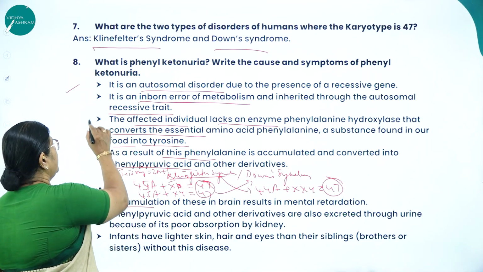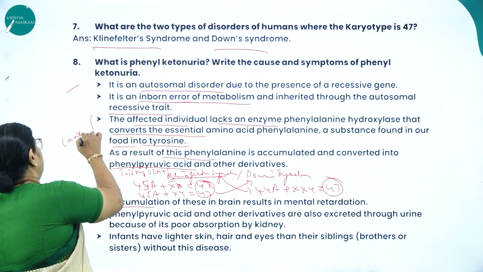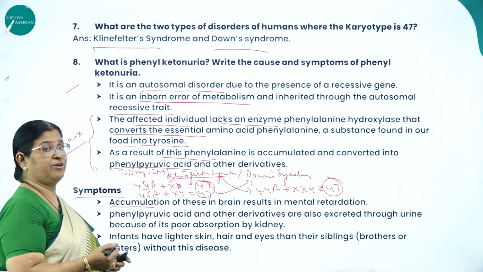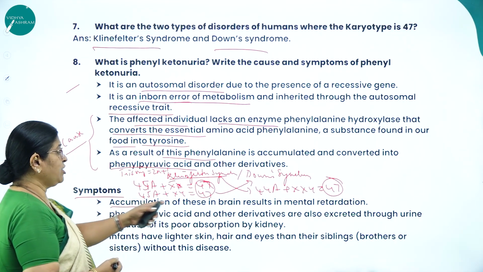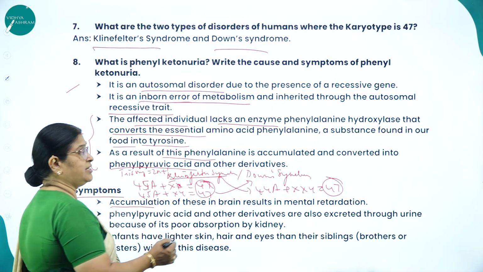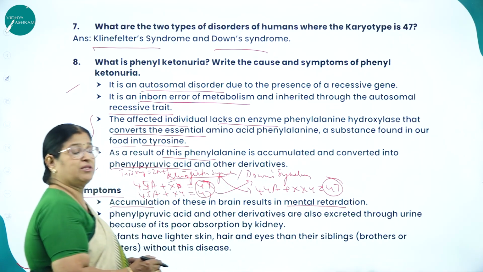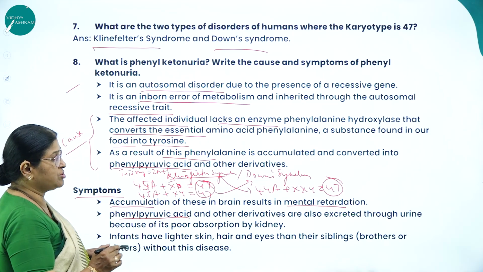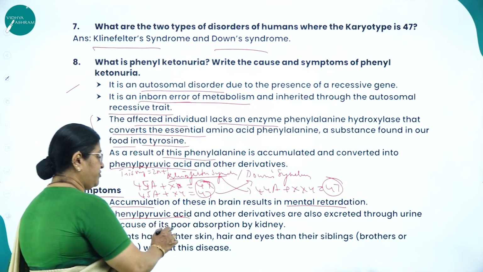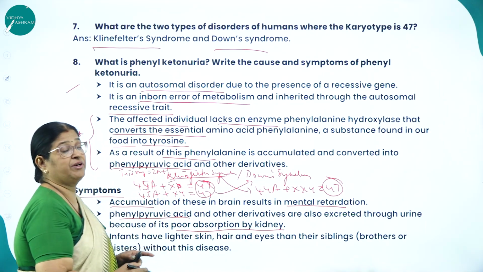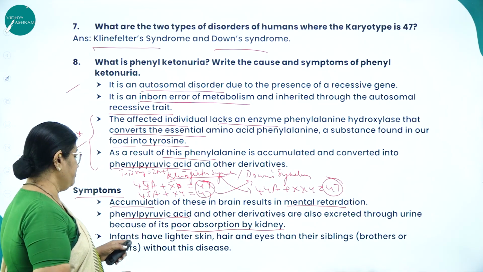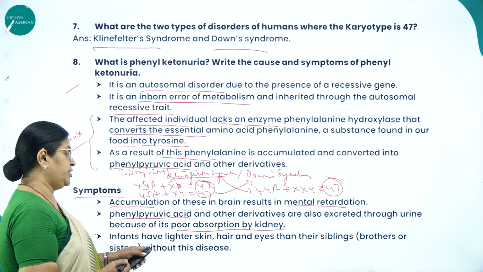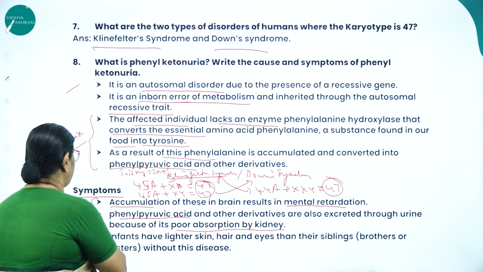Now what are the symptoms a phenylketonuria person exhibits? Accumulation of these in brain cells results in mental retardedness. Hence we call them PKU idiots. Phenylpyruvic acid and other derivatives are also excreted through urine because of poor absorption by the kidney, so it may affect the kidney also. Infants have lighter skin, hair and eyes than their siblings without this disease. So these are all the symptoms.